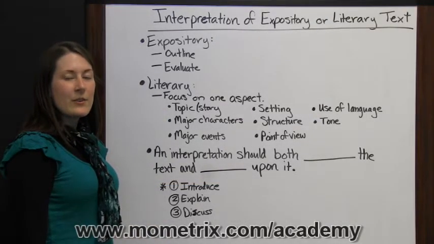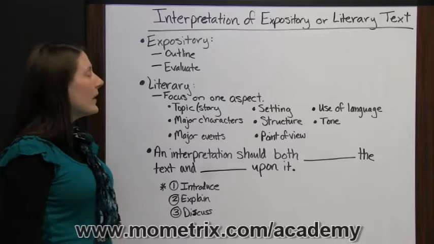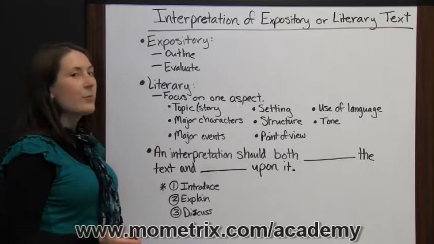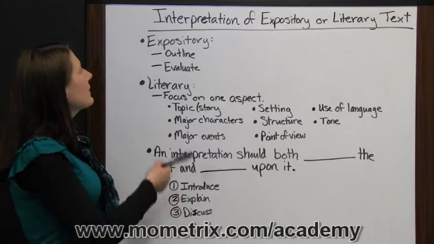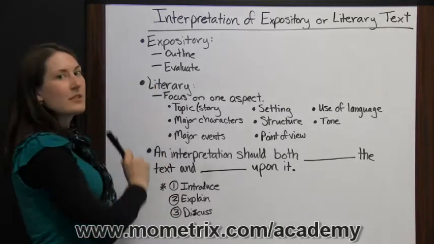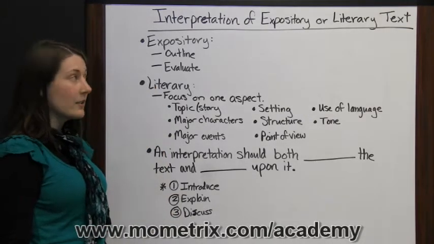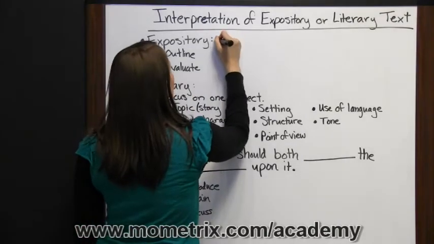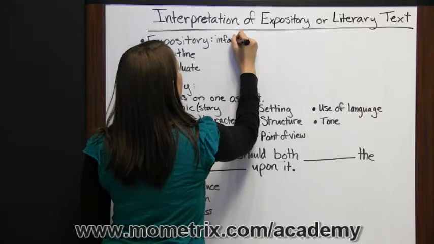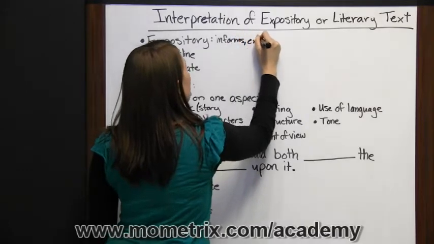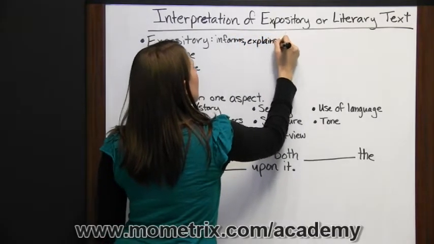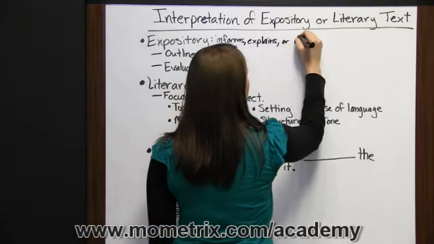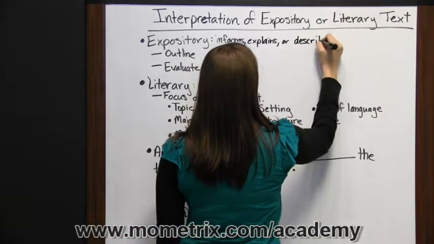Interpretation of expository or literary text. Well, to determine what your interpretation of a work is going to be, first let's refresh ourselves on what expository and literary text are. Expository writing is going to be something that informs, explains, or describes. It's going to be very cut and dry.